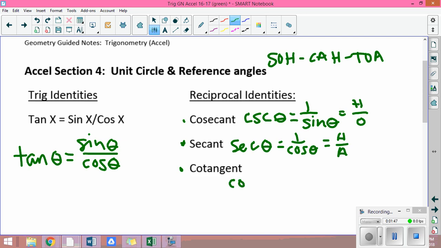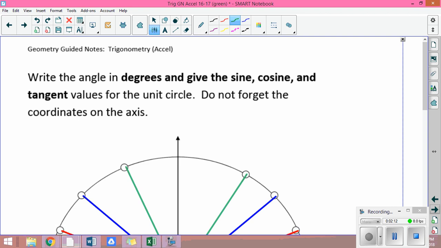Cotangent is the reciprocal of tangent. So we talk about tangent being opposite over adjacent, cotangent is adjacent over opposite. So again, dealing only with right triangles, we can now find 6 trig functions and trig ratios instead of just 3. We've already talked about the unit circle.